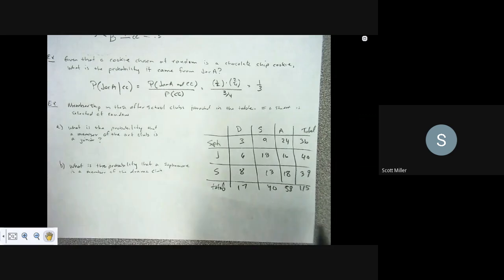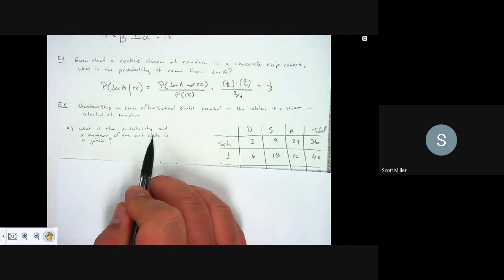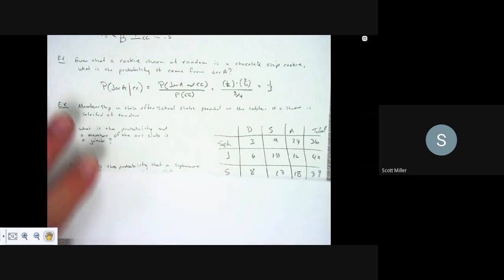So remember, okay, probability is what we want to happen over all things that can happen. All right? So they're asking, what is the probability that a member of the art club, so in other words, art has occurred. I chose somebody from art, and I want them to be a junior. So how many art students are there? The total is right here. There are 58 art students. Okay? And how many are juniors? There are 16.